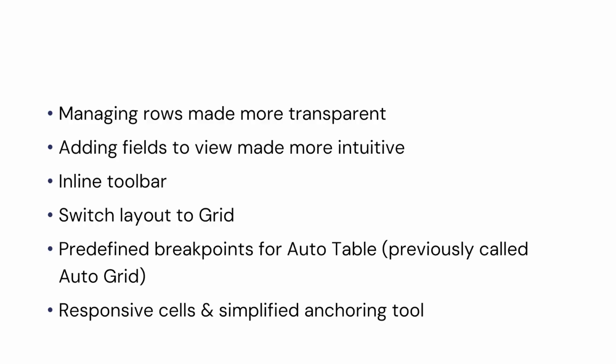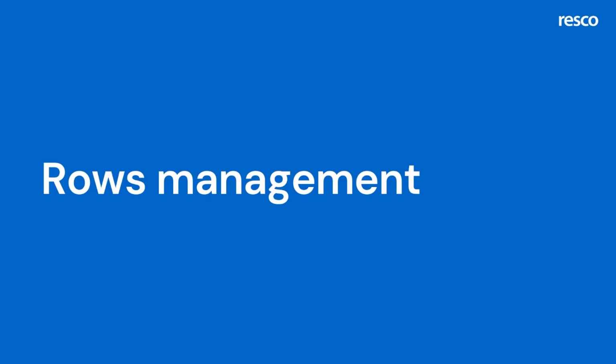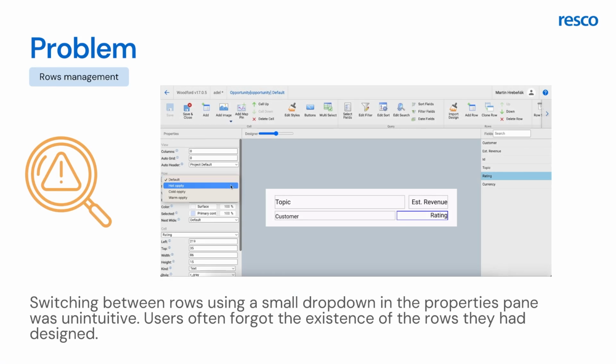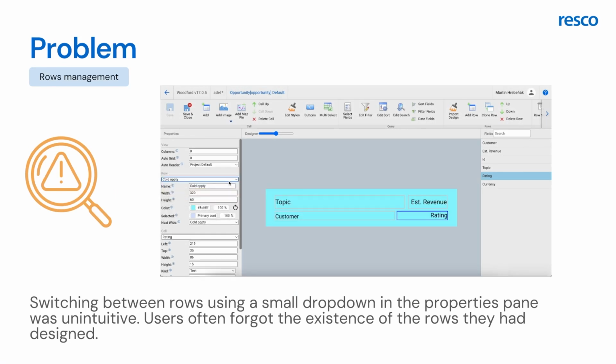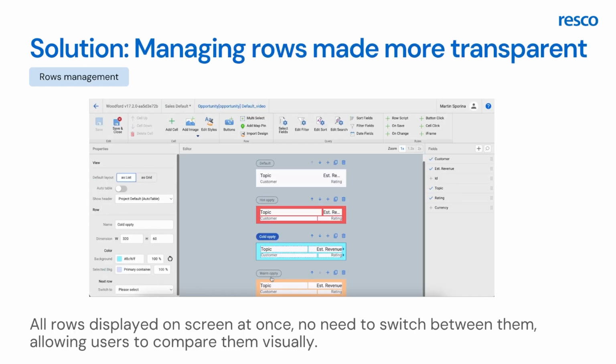Thank you, hello, and now we can look at some usability improvements in the View Designer. Here's a list of them, but I think we can jump straight to the first one, which is the rows management. Until now, you had to switch between your rows using a small drop-down hidden in a properties pane, which was very unintuitive, and Woodford users often forgot that they had designed multiple rows. Now you finally have all your rows displayed at once on one screen, and you can easily switch between them just by selecting them with the mouse.